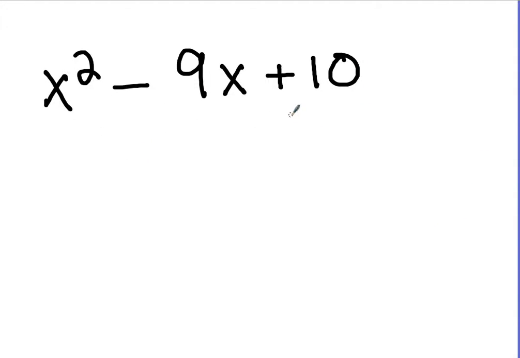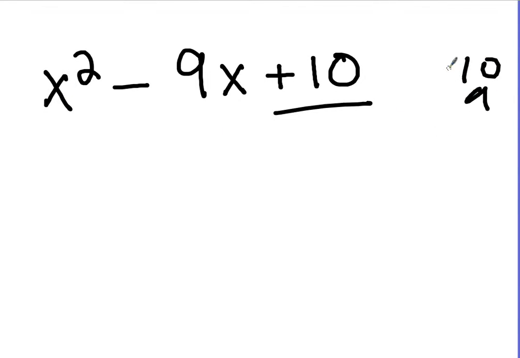Let's look at positive 10. I need to find factors of positive 10 that sum to negative 9. Wait, hold up. There's a few things I forgot to do. I forgot to check for GCF. When I look at all three of these, there's no greatest common factor. I can move on.